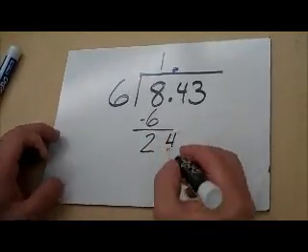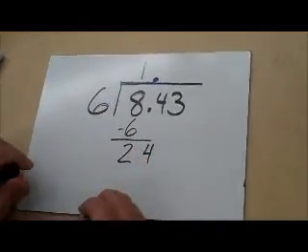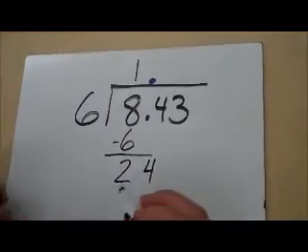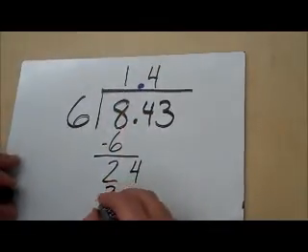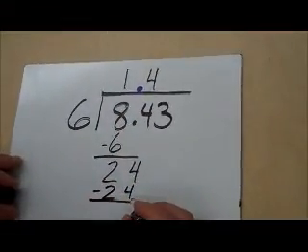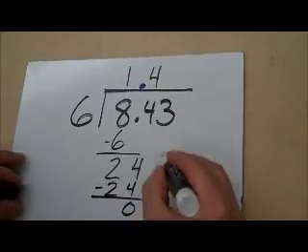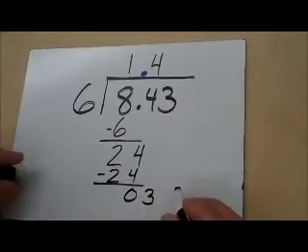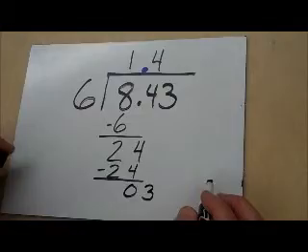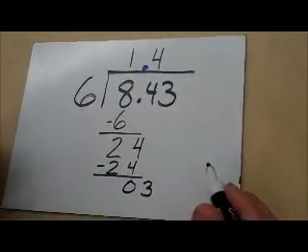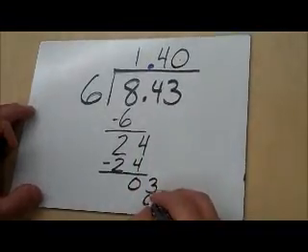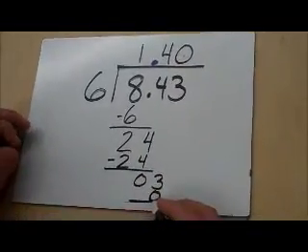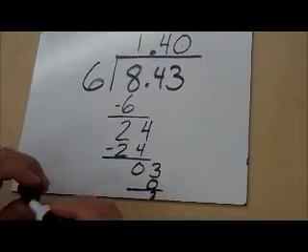I'm going to bring down my 4. 6 into 24. That's pretty easy. 6 into 24. 4 times. 4 times 6 is 24. Nothing left over. Bring down my hundredths. Now 6 into 3. We can't do it. 0 times, because 0 times 6 is 0. I still have 3 left over.